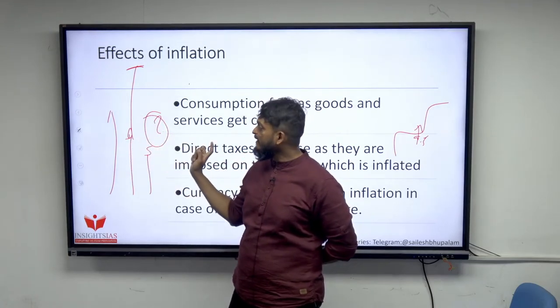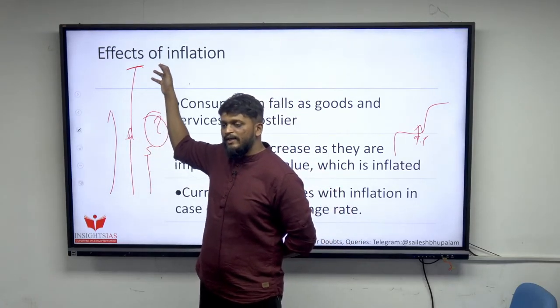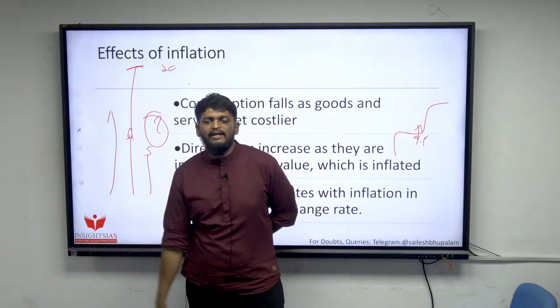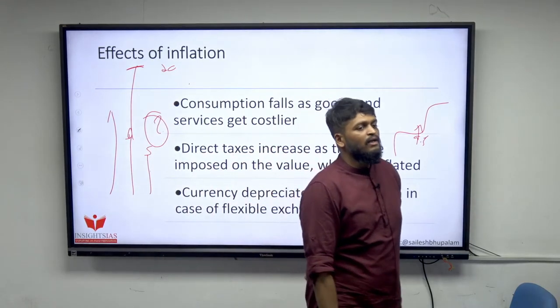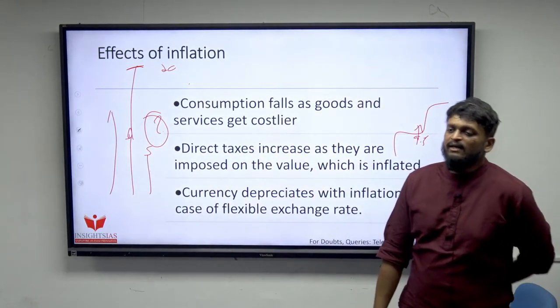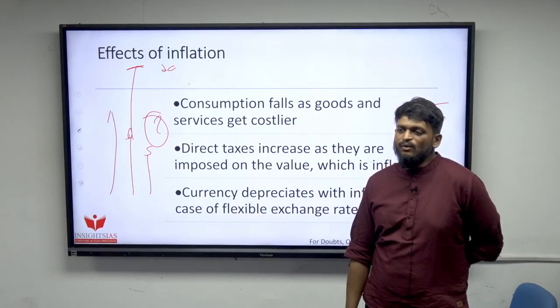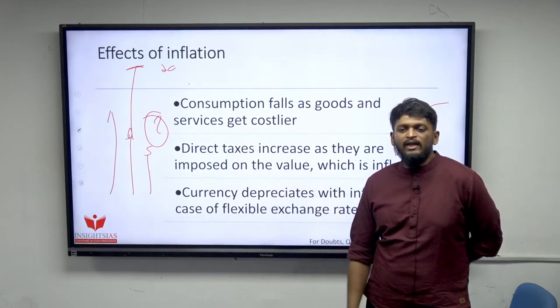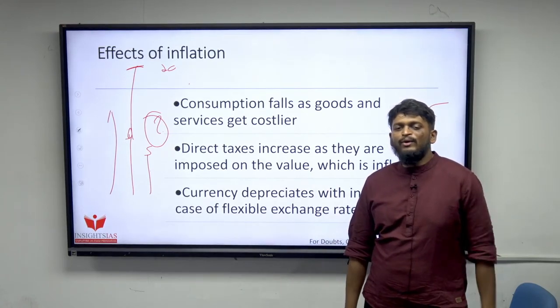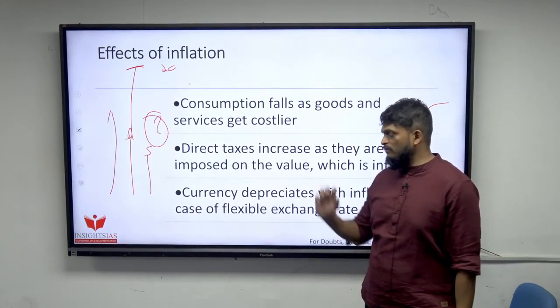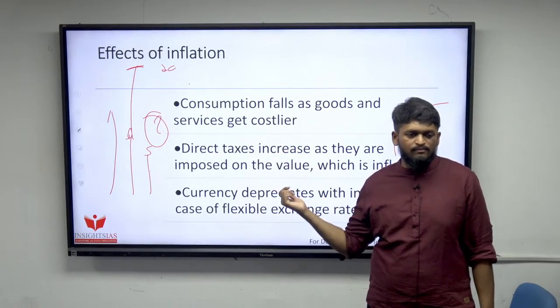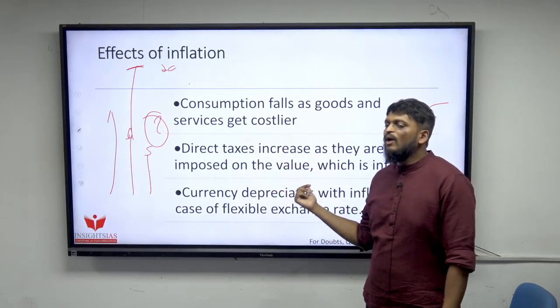Second thing, if inflation has already gone up to 20%, and an investor invests money and is going to earn some money, 100 rupees, that will be an inflated 100. 20% inflation means how much will he actually earn? 80. It is only 80. Whatever returns he will earn, it will keep on reducing. So people don't want to invest in countries where inflation is high because their returns keep on reducing. So they will take their dollar out of India.